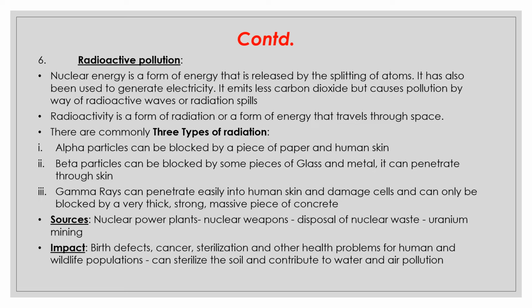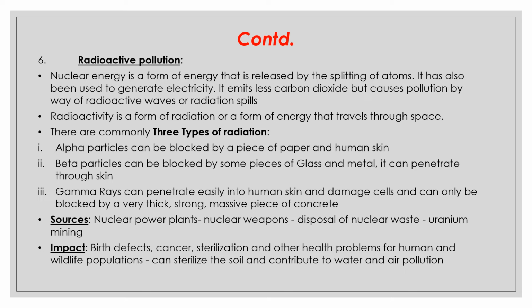Now we shall move on to radioactive pollution. Nuclear energy is also a form of energy released by splitting of atoms. So atoms of uranium, for example, are split, and in that process, huge amount of energy is released, which is converted into electricity. It emits less carbon dioxide but causes pollution by way of radioactive waves or radiation spills, which are invisible.